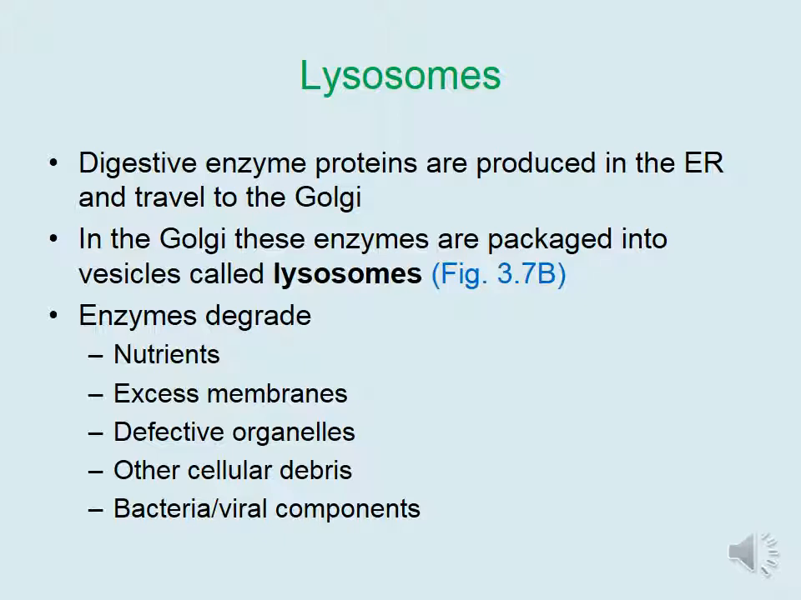Since enzymes are proteins, they are produced in the ER. Specialized digestive enzyme proteins that break down different components are produced in the ER, travel to the Golgi, and in the Golgi are packaged into vesicles called lysosomes. The enzymes within the lysosomes degrade nutrients, excess membranes, defective or worn-out organelles, any other cellular debris, and even bacteria or viral components.